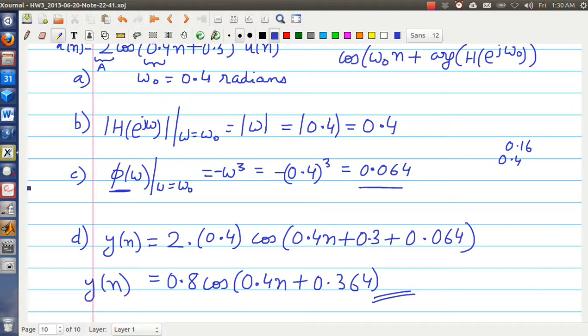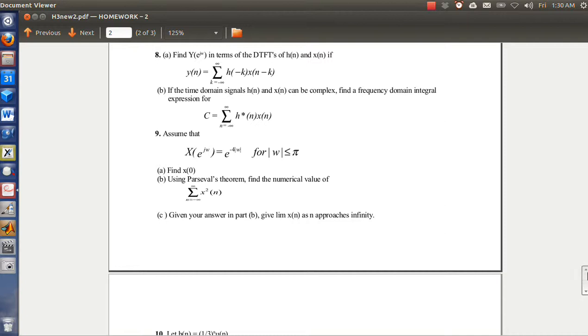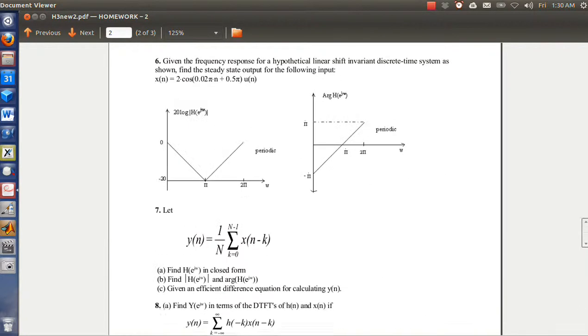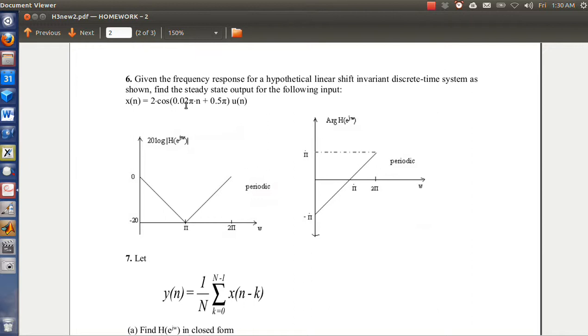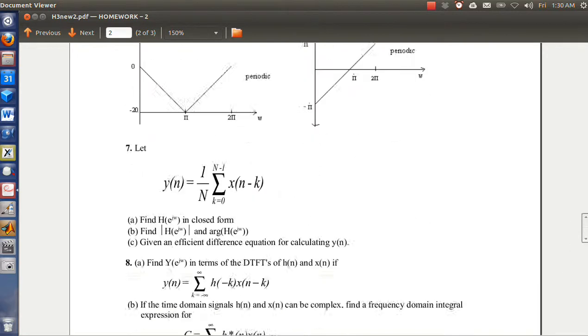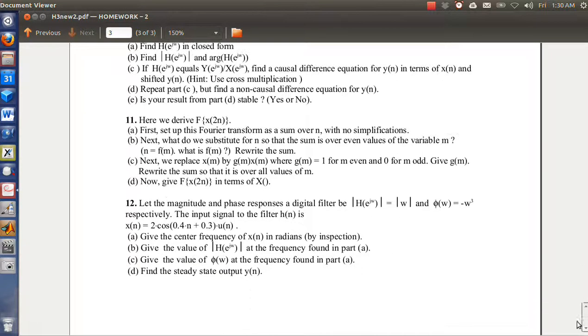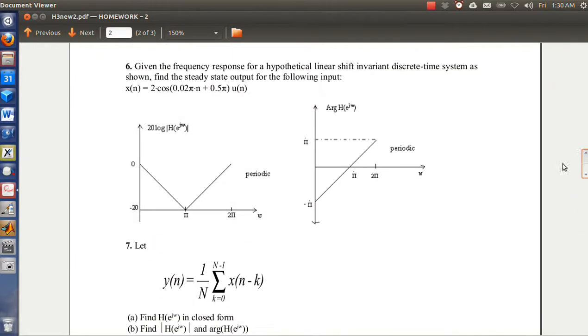And this problem actually is very similar to what you were supposed to do in number 6, but I've taken this off the homework. You don't have to do this. But here the value of the magnitude and phase are not given as equations but rather as graphs. But again, you don't have to do this.